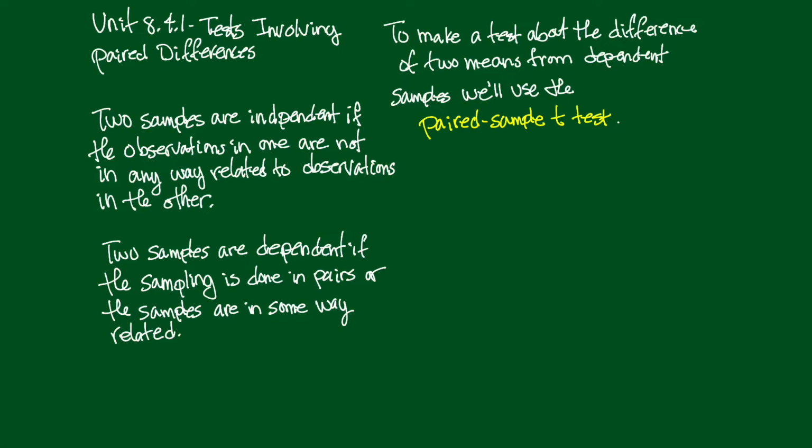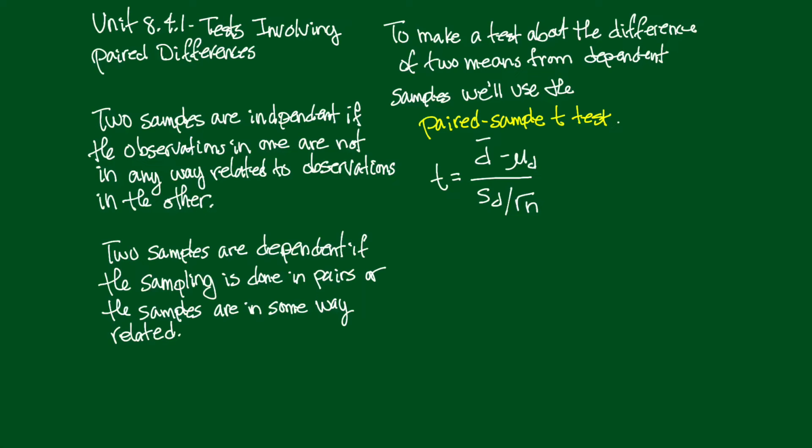So to make a test about the difference of two means from dependent samples, we're going to use what's called the paired sample t-test. Now, here's the test statistic that we're going to use. This is going to be our measuring device to measure the discrepancy between the two means. It's going to be a t-statistic. It's going to go like this: d bar minus mu sub d divided by s sub d over square root of n. Now, it may look a little odd because we haven't seen these letters before, but let's talk about it and you'll see that it's something pretty familiar.